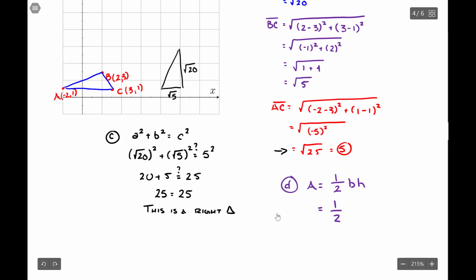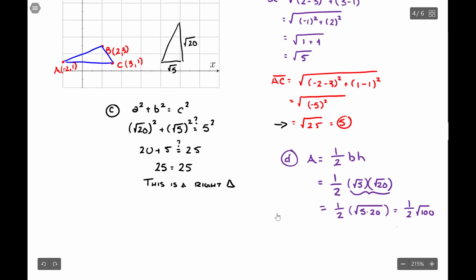So in the case of this particular triangle, we do have that the base is square root of 5, height is square root of 20. We can do the multiplication of these two items together, which is going to be the same as square root of 5 times 20. Remember, previously we separated it. We can also combine multiplication. So that's the same as the square root of 100, which is 10, and 1/2 of 10 is 5 units. So the area is 5 square units, whatever these units may be.